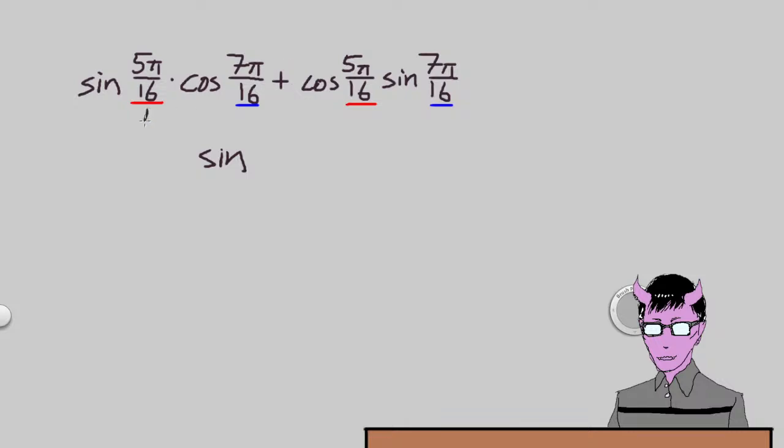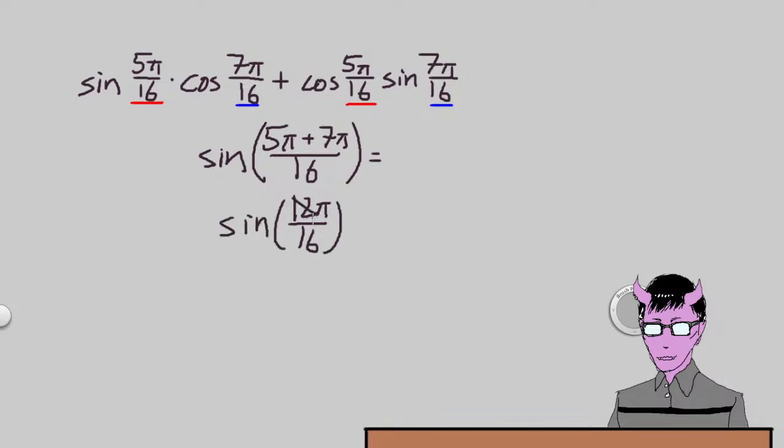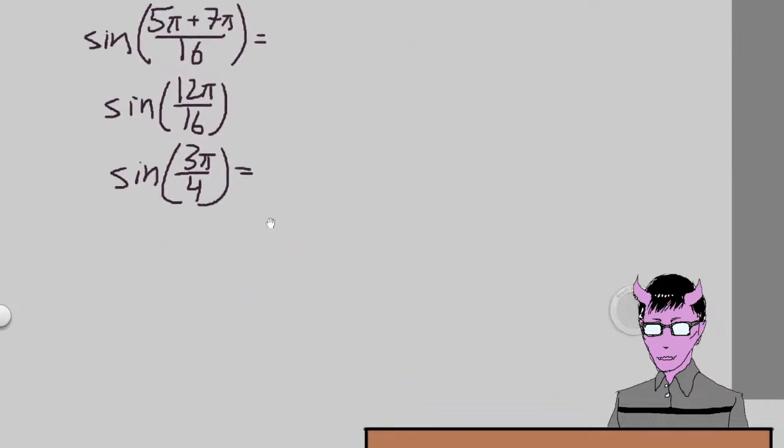This is a plus, so we're going to be adding those two arguments together. Sine keeps the same sign. Is that a nice situation? Well, 5 plus 7 is 12, and that is simplifiable with the 16, so we're good to go. Divide by 4, divide by 4. This one feels familiar, right? I think we just did it.